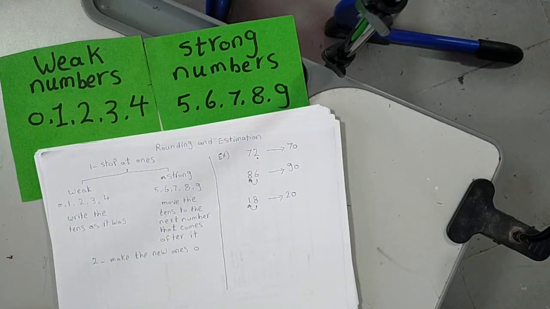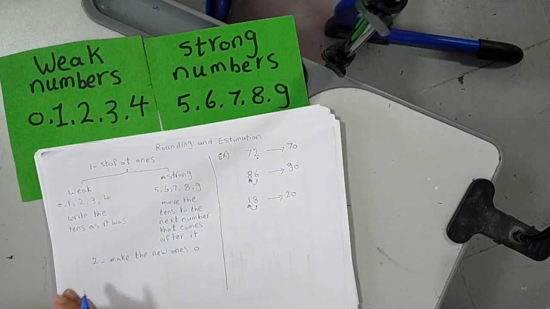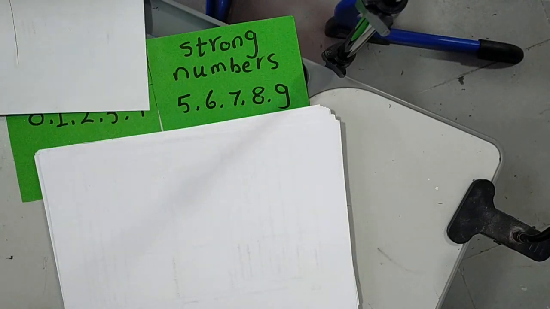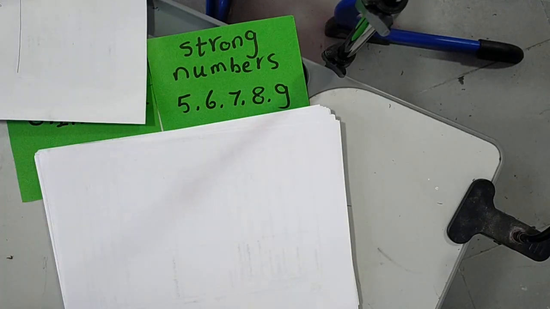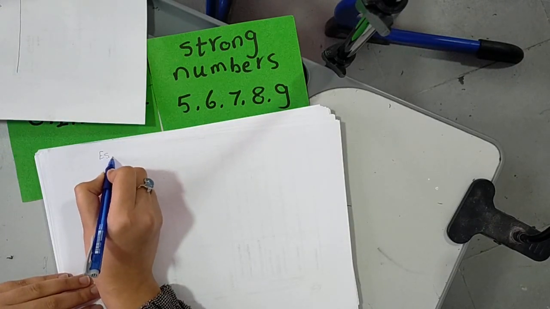Our lesson has 2 parts, rounding and estimation. We talked about rounding and we said that it has 2 steps: stop at ones and make the new ones 0. Now what about the second part of our lesson? The second part of our lesson is estimation.